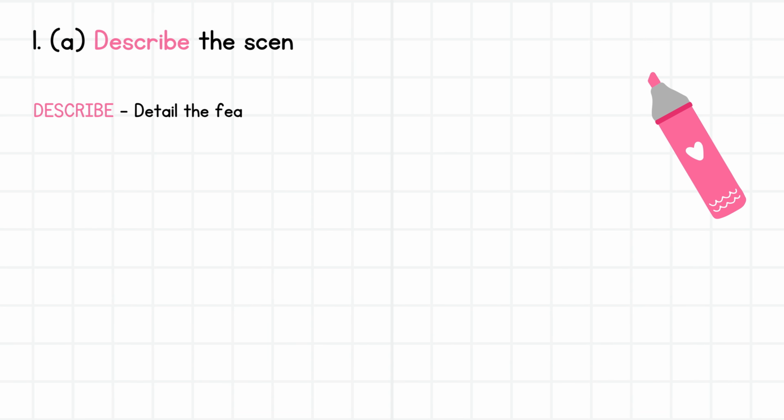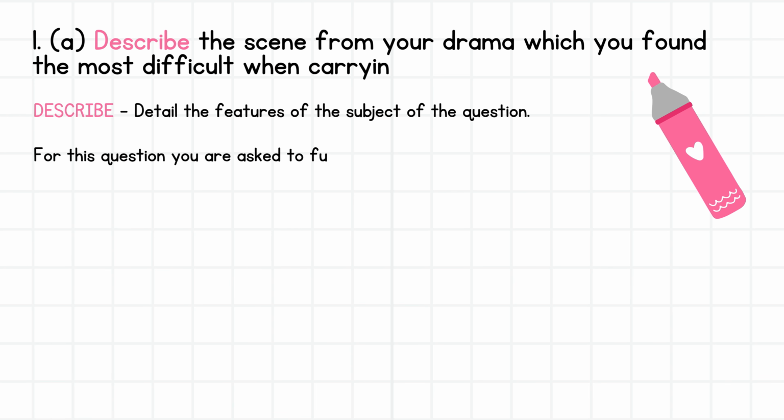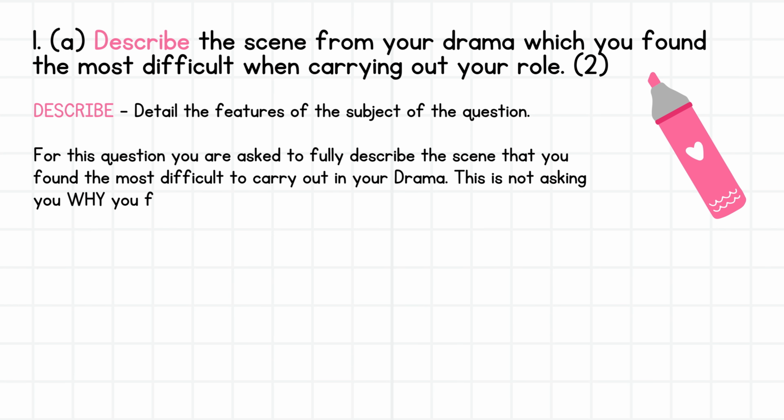Question 1A. Describe the scene from your drama which you found the most difficult when carrying out your role, for 2 marks. When you are being asked to describe in a question, you're being asked to detail the features of the subject of the question. For this specific question, you are asked to fully describe the scene that you found the most difficult to carry out in your drama. It is important to remember that it's not asking you why you found this scene difficult, just a detailed description of the scene itself.